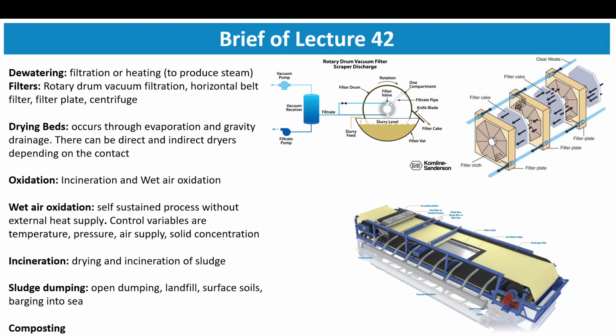Right, so moving forward, the next step for sludge management: again, if we want to recover water, then filtration and heating are the ways by which we can reduce the amount of water from the sludge. Filtration can be done by rotary drum vacuum filtration, horizontal belt filtration, filter plate or centrifuge. Here are the images of those.